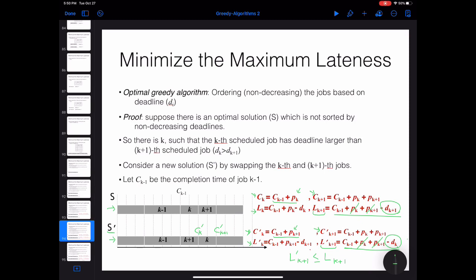So you see that I'm actually subtracting them, so I can conclude this. The latency either is going to be equal, so maybe both of them are not late, okay? Or the latency in this case is going to be better. I still cannot say that this difference, this change is going to change the maximum latency in the optimal answer. Maybe it is 0, maybe the maximum latency is happening somewhere else.